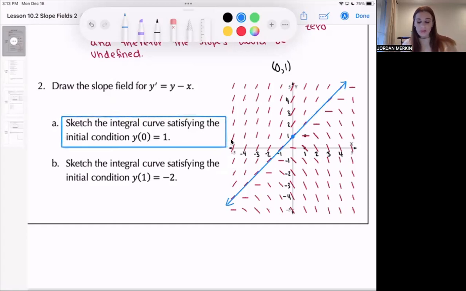Okay. Part B, we are sketching the solution curve satisfying the initial condition y of 1 is equal to -2. I'll do this one in green. So go ahead and put a dot at the point (1, -2), which is right here. And what you essentially want to do is follow the curve. So notice this is all decreasing down kind of like this.